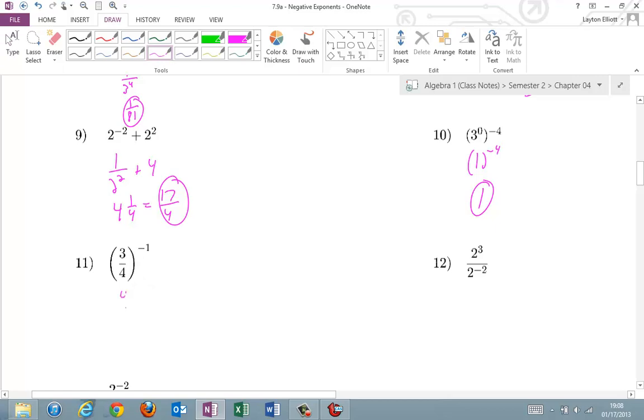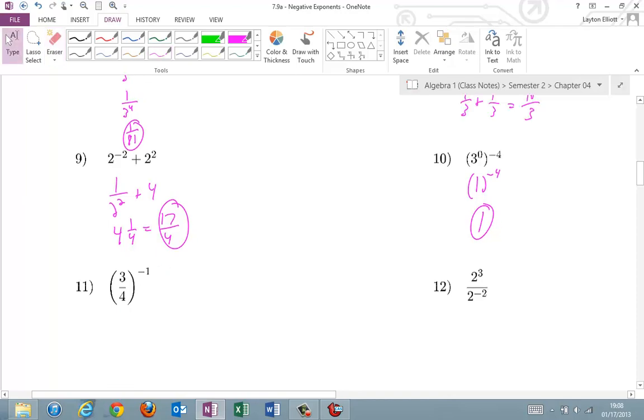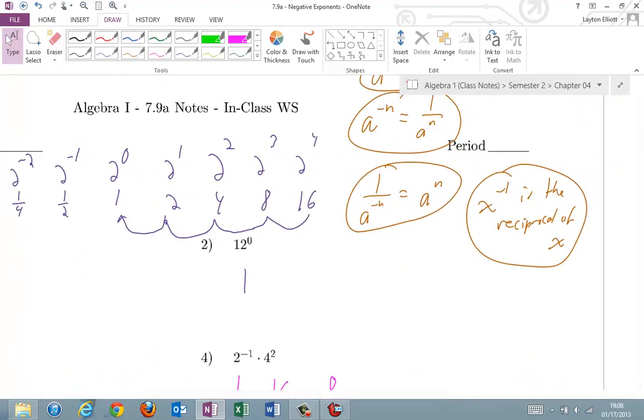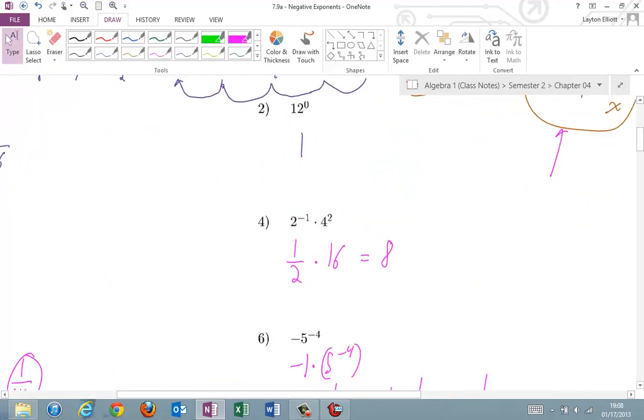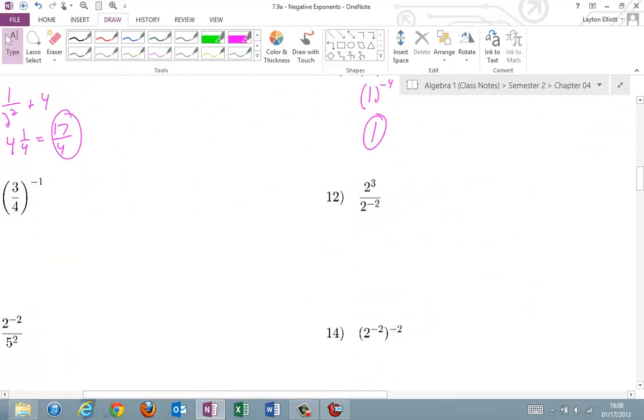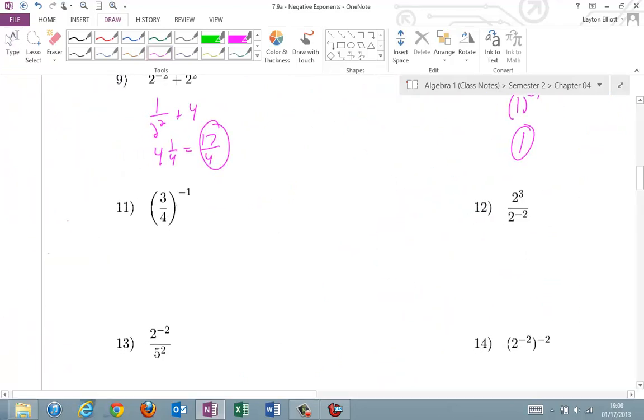3/4 to the negative 1. Well, let me back up before I do this. Remember the negative 1, if we go back up to what that meant over here on the right side, I think I was muffled then, I'm sorry, but x to the negative 1 is the reciprocal of x. Anything to the negative 1 is its own reciprocal. What that means is if I look at 3/4 and say 1 over 3/4, that's just the same thing as 4/3 to the first power. So another way to deal with that exponent is just to make the reciprocal. And if you look back up, that's exactly what we've been doing every time we have a negative exponent. 4/3 to the 1 is just 4/3.